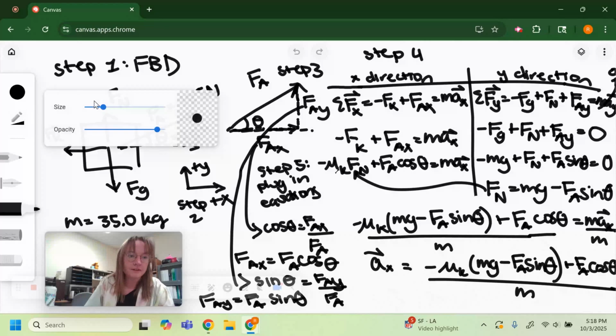I feel like my size is bad here. Yes, it is. This is still not working. Come on, you can do it.